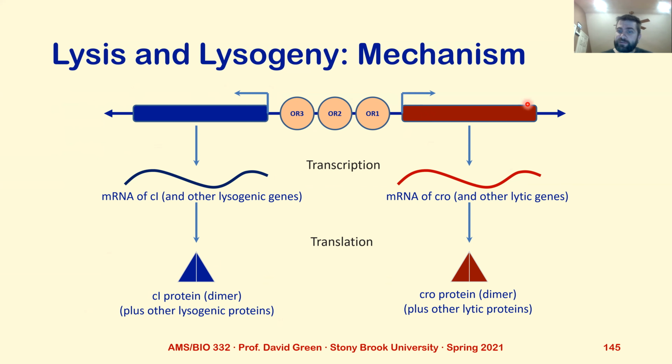The same thing can happen on the other side. The gene for transcription is able to be transcribed into messenger RNA for the transcription factor CRO, as well as the rest of the lytic genes that can then be translated into protein. Again, CRO tends to fold into a dimer, as well as the other proteins responsible for lysis. This gives structure. It doesn't tell us anything about the mechanism of how this is controlled.